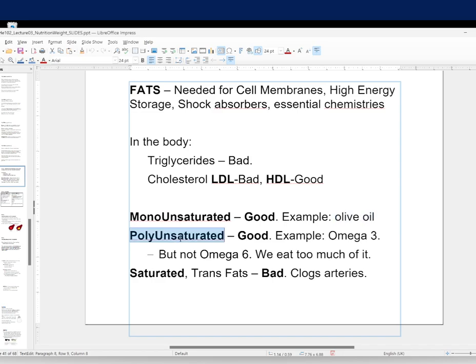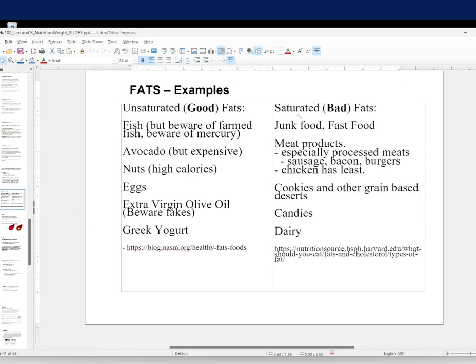Anyway, the problem with unsaturated fats is we don't eat enough. They're expensive and hard to find. Avocados, great source of unsaturated fats, but they're so expensive. Nuts, great source of unsaturated fats, but they're so calorie dense. So for me, who is trying to lose 20 pounds in 2 years, it's not really a great option. I use nuts as a snack, as emergency snacks.